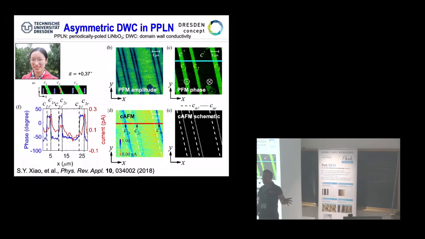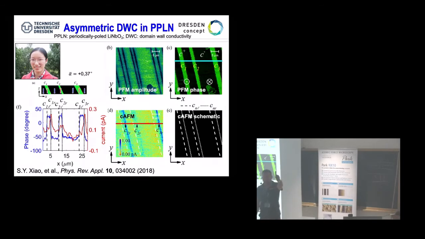So this is the same thing as in the beginning, periodically poled lithium niobate. And what you see nicely here is that if you do so, you always get a domain wall, and you see this very nicely from the PFM phase here. You see a domain wall on the right side, and you see a domain wall on the left side. So let's pick out this kind of out-of-plane polarization.